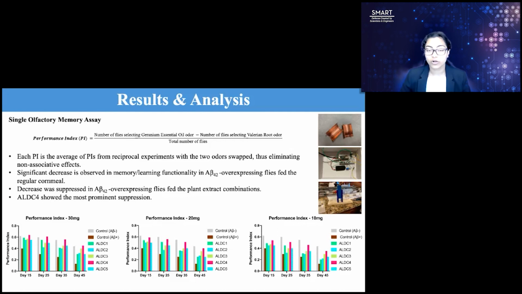Similar improvements were also recorded for both the 20 milligram and 10 milligram extract concentrations on all three assays, and this helped me decide that the higher the concentration of the extract, the better the lifespan, climbing, and memory or learning ability. This trend was also noted in the climbing assay, since the flies fed higher concentrations of ALDC4 performed better than the ALDC4 flies fed lower concentrations.